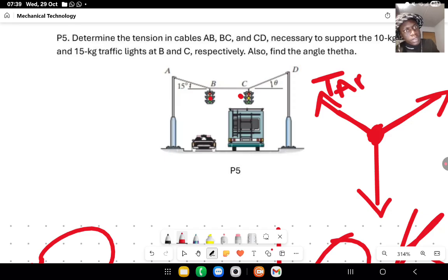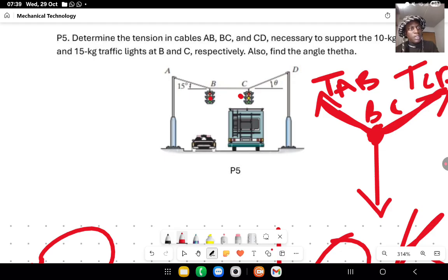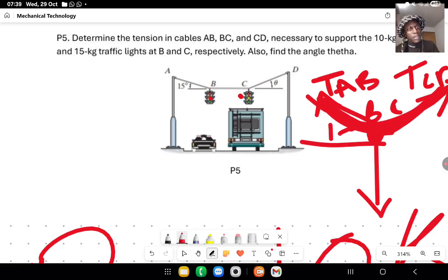That means AB is equals to CD. Here is B, here is C. This force is continuous. That means they are equal here. Now, I think you understand. Therefore, we have the angle here, which is 15. Then it comes like this. So, I think now we understand.